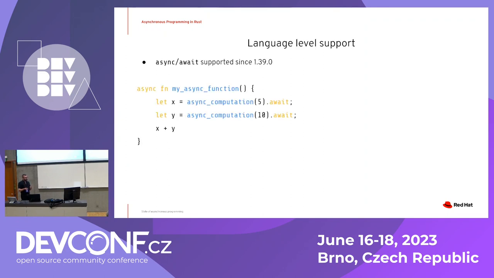So the language level support is really just async and await at this point. What async does is it's a keyword that you attach to a function, and that turns that function into a future. Await basically allows you to await on a future to complete, and while it has the same kind of semantics as blocking, it's awaiting in a non-blocking way.